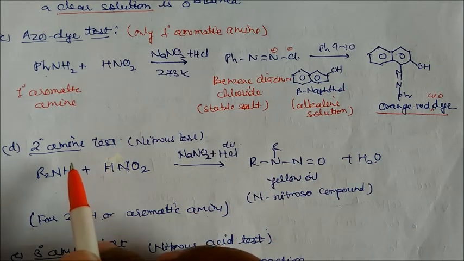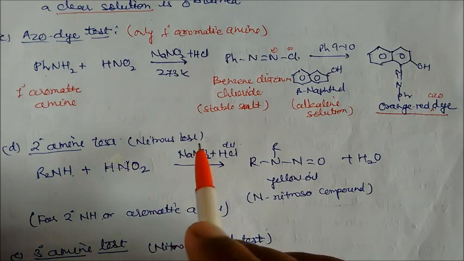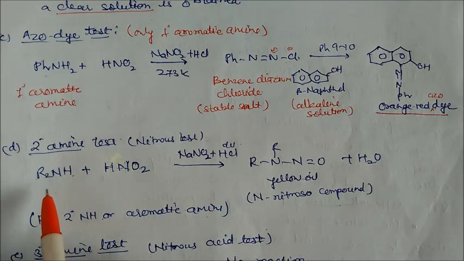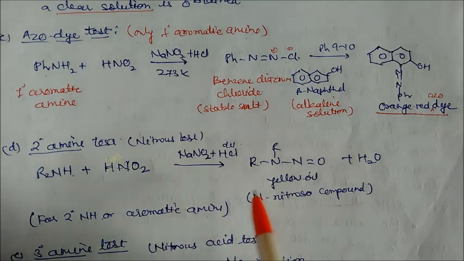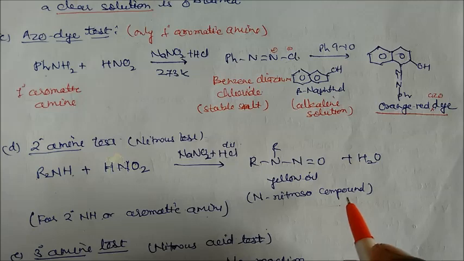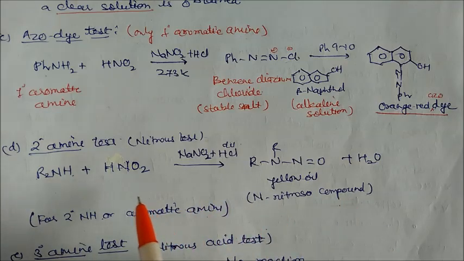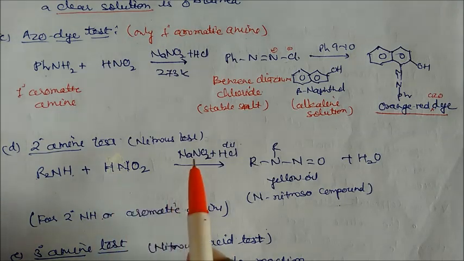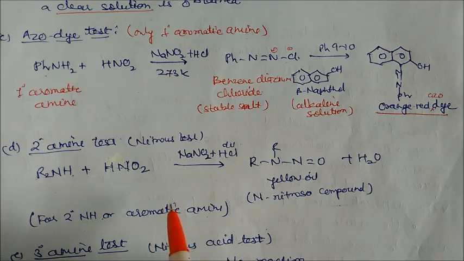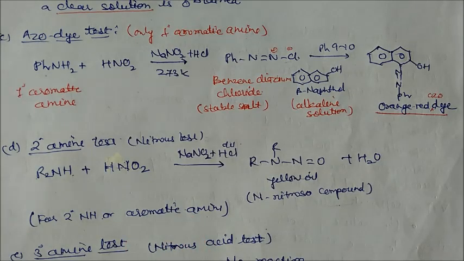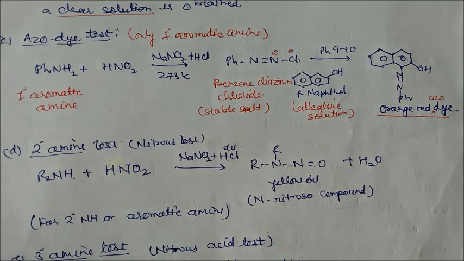Now, how to detect the secondary amines? Again, you can use the nitrous acid test. If you use nitrous acid with a secondary amine, you will get a yellow oil. This is the nitroso compound, given by the aromatic amines and secondary amines. So aromatic amines also give this test. So this we cannot use to distinguish the aromatic amines. We can distinguish primary aliphatic amines, but we cannot distinguish them from the primary aromatic amines. But this will still be useful.